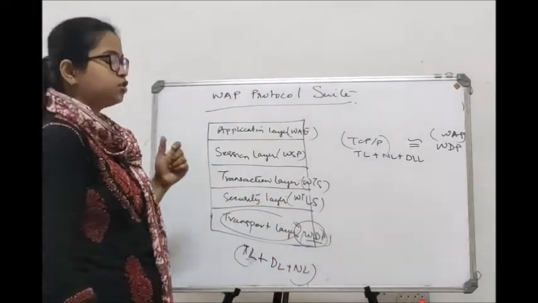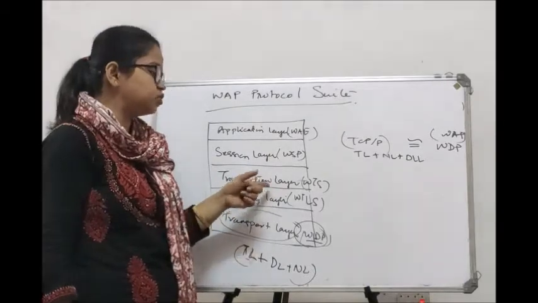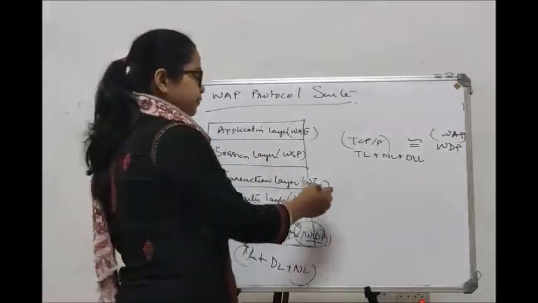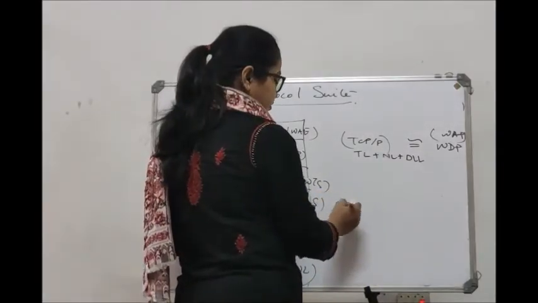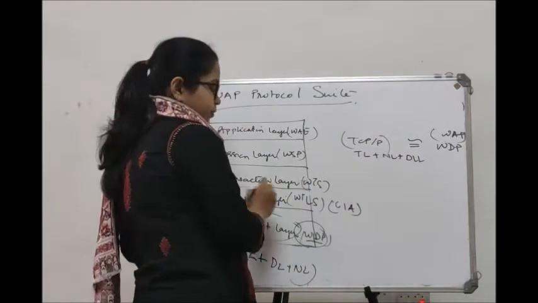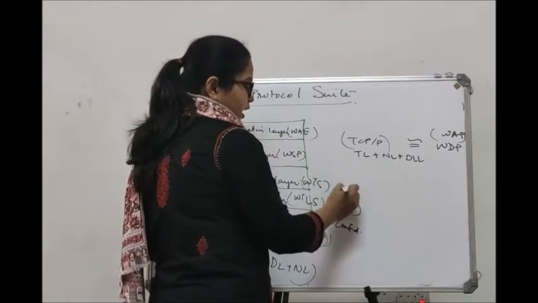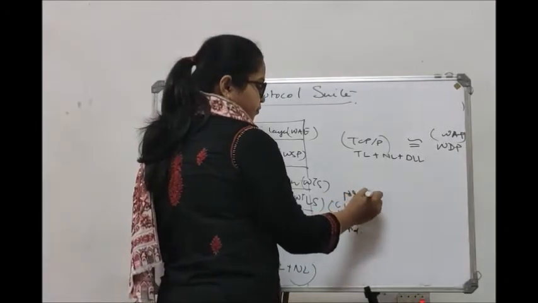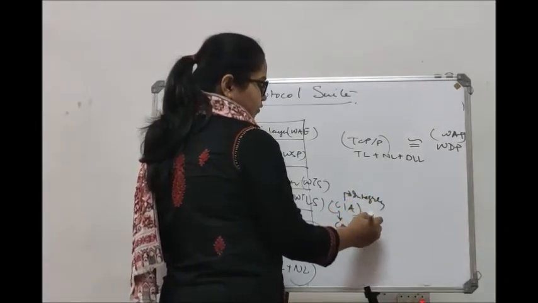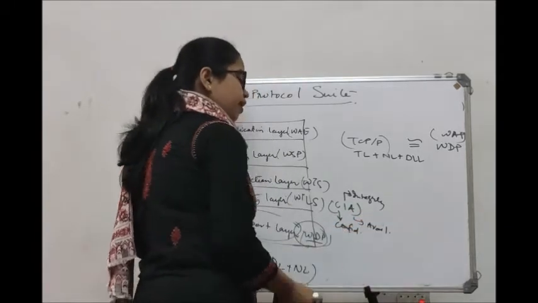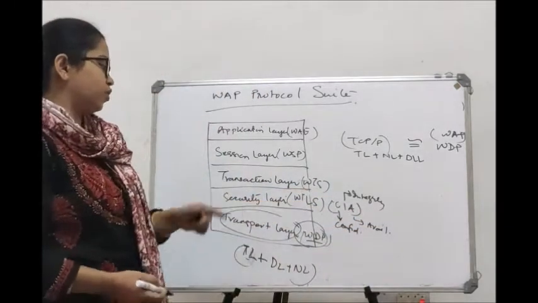Then we have a security layer, which is majorly based on security. The CIA is maintained in the WAP security layer. What is C? Confidentiality. I is integrity. And A is availability. Everything is maintained in the security layer.